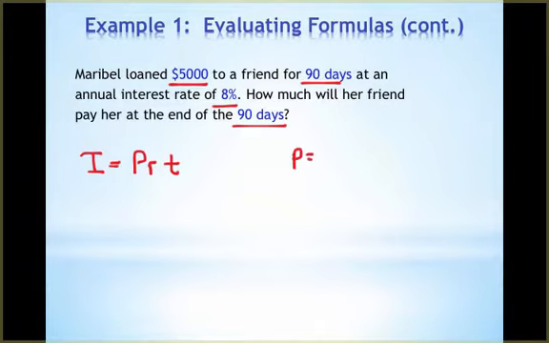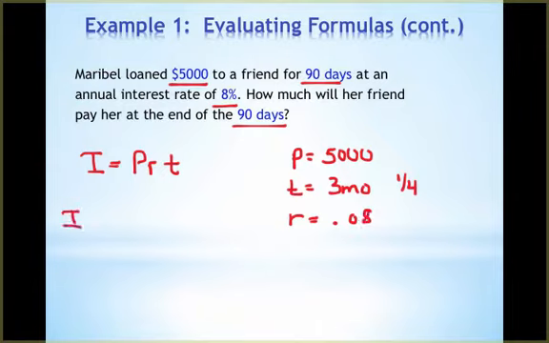So our principal is $5,000. Our time is 90 days, which we're going to assume is going to be 3 months or a fourth of a year. Our rate is 8%, but we're going to make that 0.08. Our formula for interest would be our principal, $5,000, times our rate, 0.08, times our time, which is 1/4, or 0.25 if we want to use decimals.